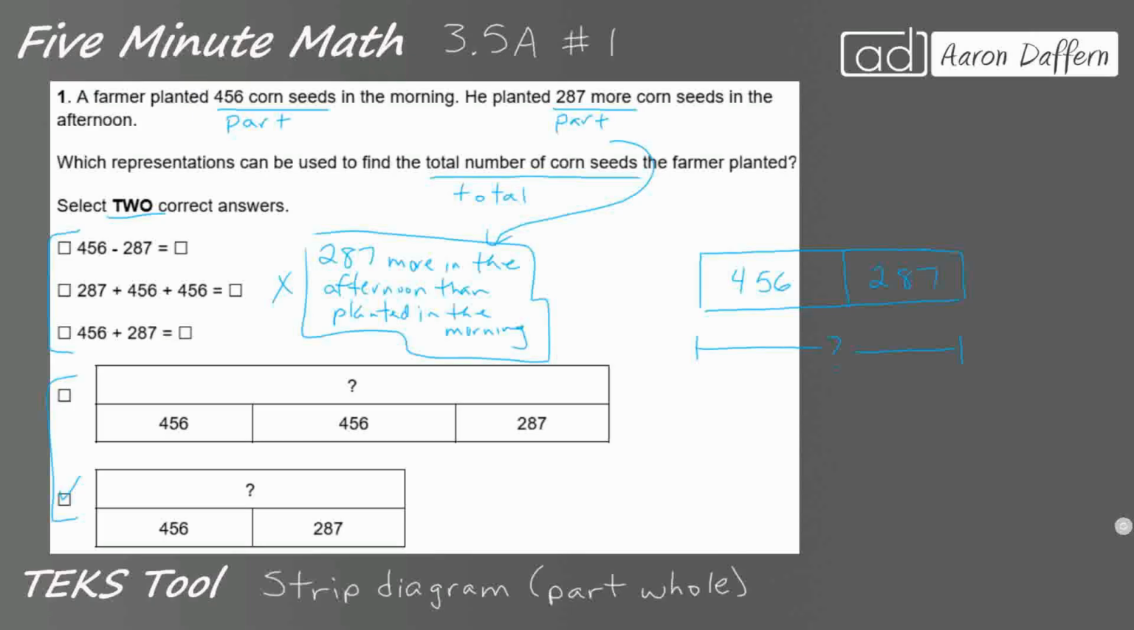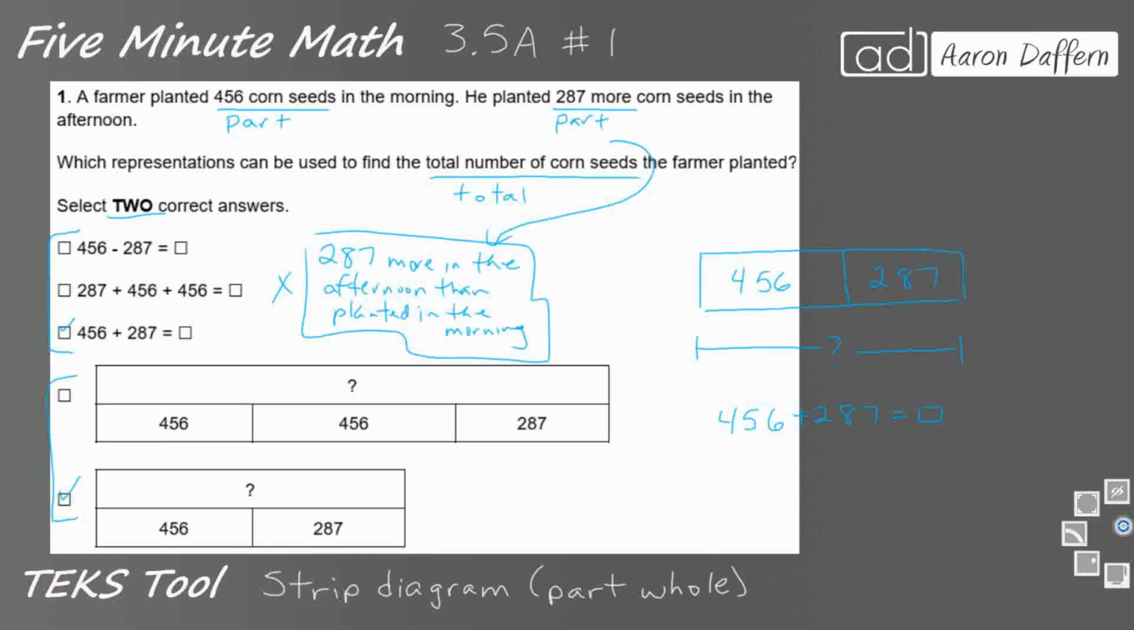Now they drew it a little bit different. Their total is up on top. That's fine. How would we go ahead and write this as an equation? Well, we would say 456 plus 287 equals question mark, or sometimes we'll put a box for our unknown. 456 plus 287. So we've got that right there. So those are our two answers.